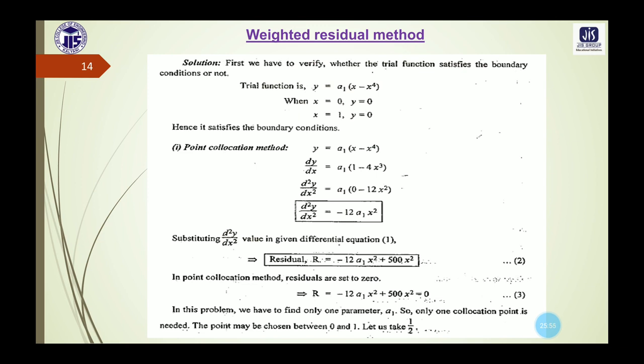So first the trial function y is given. Here dy/dx equals a1 into (1 minus 4x cube). Then d²y/dx² is equal to minus 12 a1 x square. If we substitute this value of d²y/dx² in the residual given here, then we can directly write the residual function as minus 12 a1 x square plus 500 x square. So this is our equation number 2. Now in point collocation method, the residuals are set to 0. So that means minus 12 a1 x square plus 500 x square is equal to 0. So this is our equation number 3.